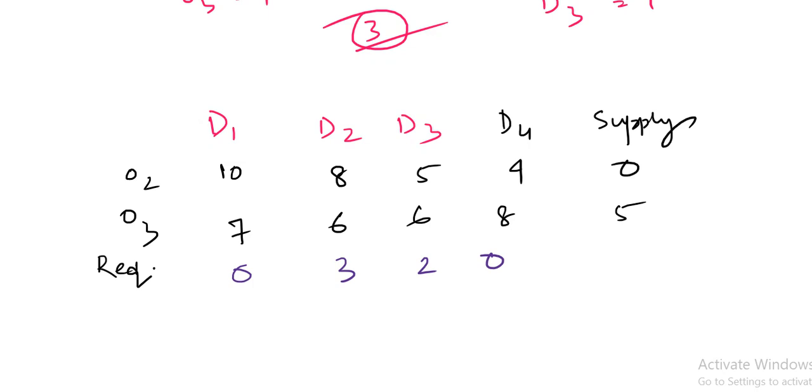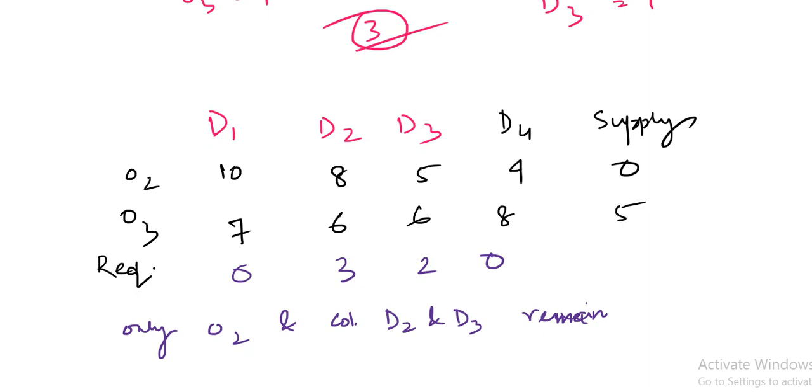So O2 and its supply is exhausted here. So recalculate the penalty cost. Only O3 and columns D2 and D3 remain. So the highest penalty is in row O3 or column D2 with a penalty of 1.